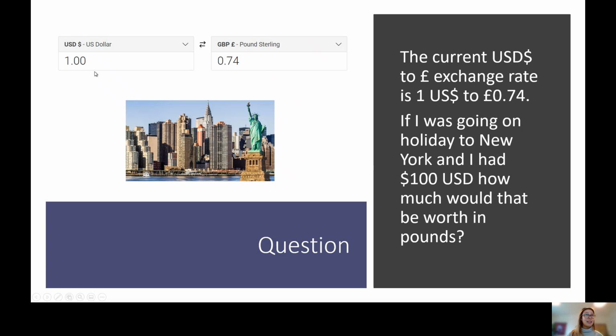So, $1 currently equals 0.74 pounds. That's 74p. Let me repeat that again. $1 equals 74p. And that was taken today. That's very current, but it will change tomorrow. Sometimes it changes quickly and suddenly, and sometimes it doesn't change very much. It just depends on what's happening in the world.